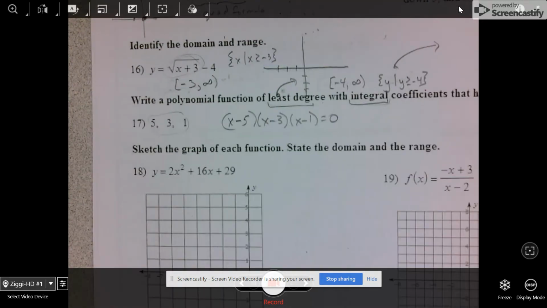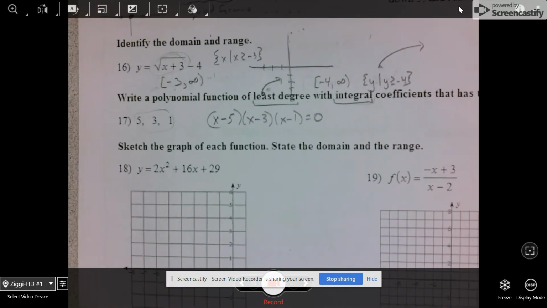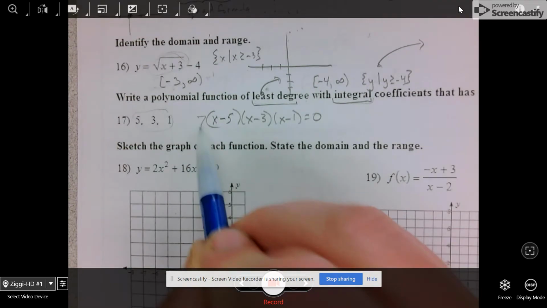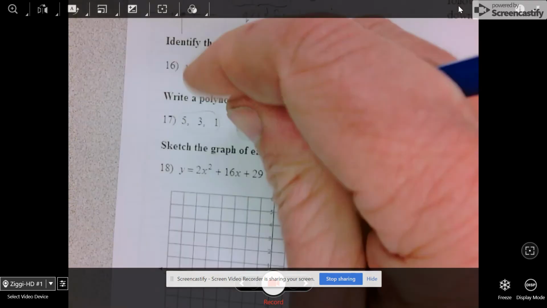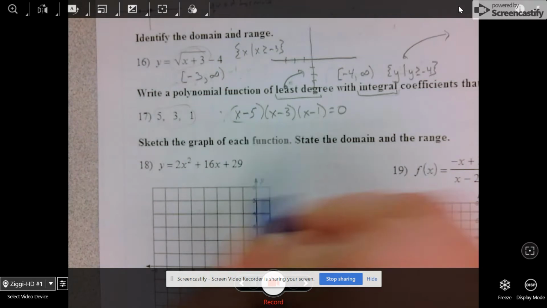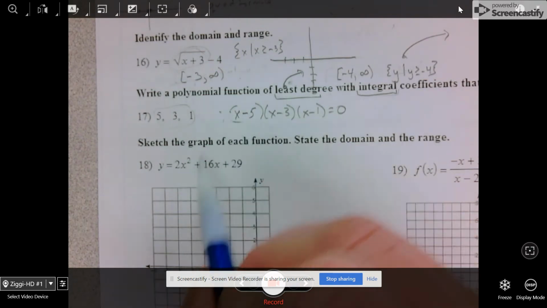It says integral coefficients. You could have a 7 here if you wanted to. The reason that they put that there is if one of these is some kind of a fraction, you've got to make sure there's no fractions at the end.